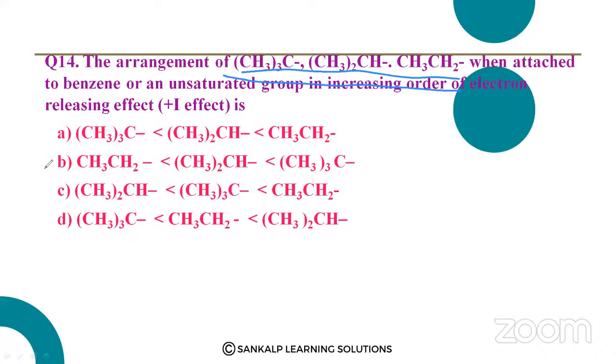Option B. Yes, option B is the correct answer. See, here only one CH3 is there, and here the number of CH3 is twice. As you increase the number of groups, the effect will be more. So this is the increasing order of electron releasing effect, the plus I effect. So B is the correct answer. Good.